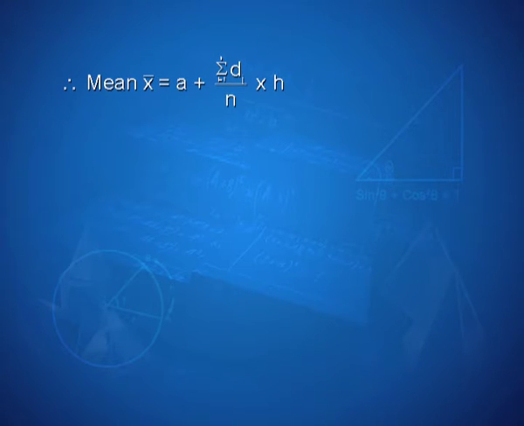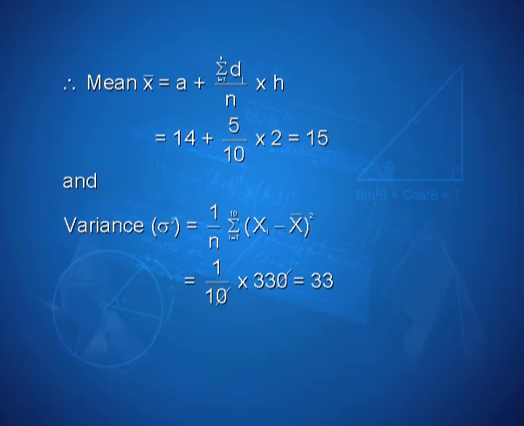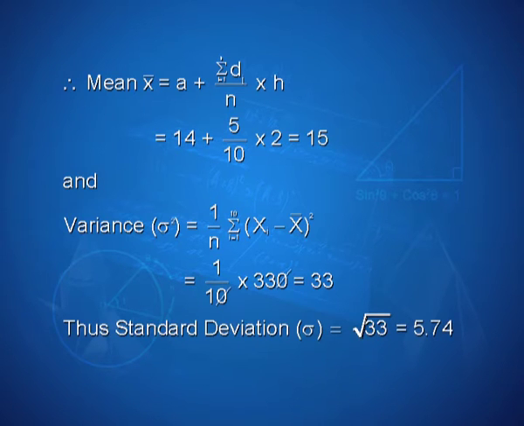Therefore, using the formula, mean x bar is equal to a plus summation i varying from 1 to n di upon n into h. We have 14 plus 5 upon 10 into 2, which is equal to 15. And variance sigma square is equal to 1 upon n into summation i varying from 1 to 10 xi minus x bar whole square, that can be calculated as 1 upon 10 into 330, that gives us 33. Thus, the standard deviation sigma is equal to the positive square root of 33, that is equal to 5.74.